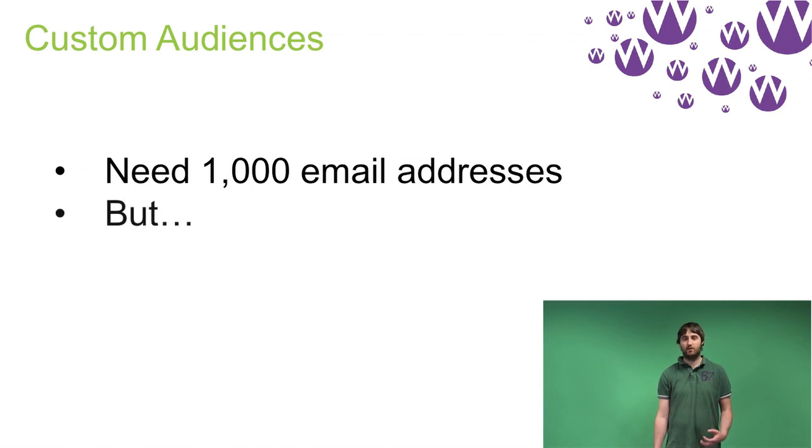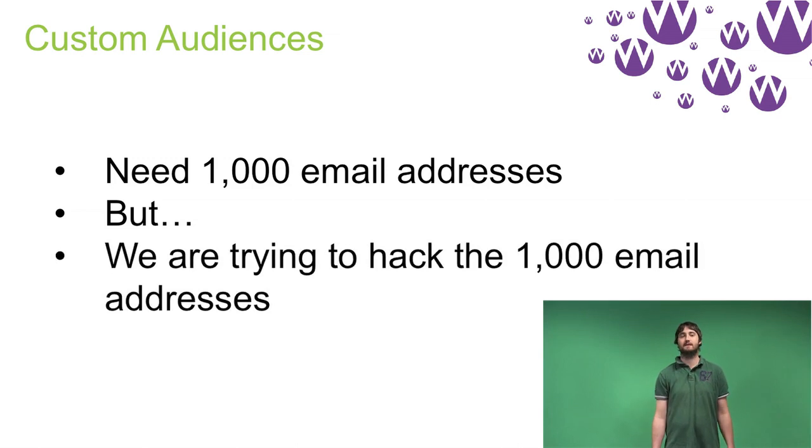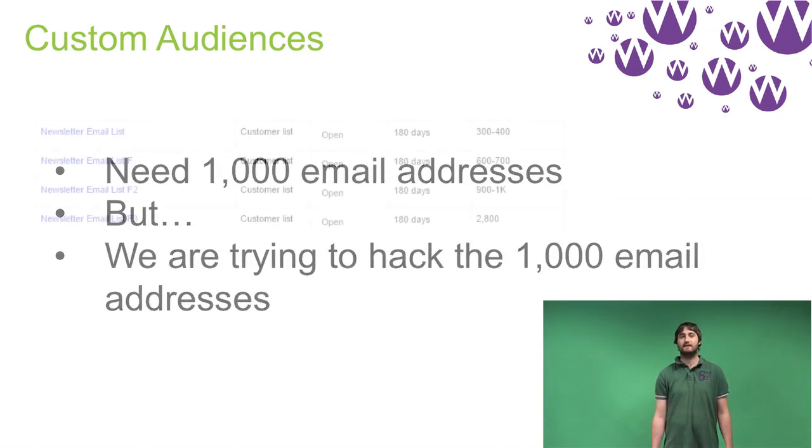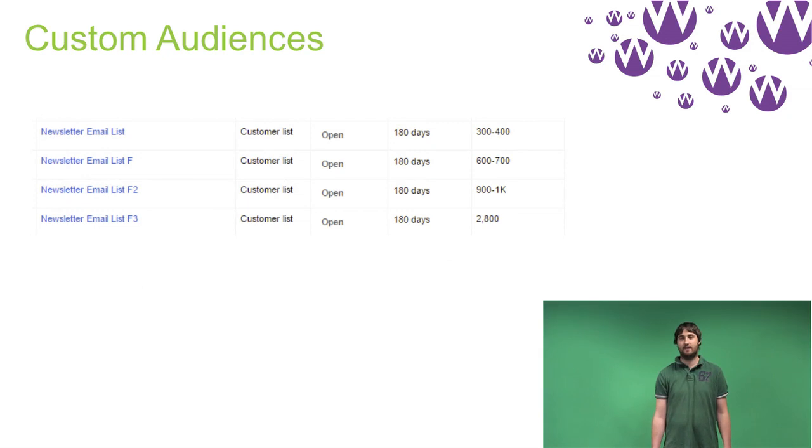But at Wolfgang Digital, we're always looking for ways around this, and at the moment what we're trying to do is hack the 1,000 email addresses. We've taken our newsletter email database, stripped it back to about 300 or 400 people, and imported this into AdWords to see what it looks like. Google tells us it's too small. So we started adding fake emails into this database, in the format of joe1@gmail.com, joe2@gmail.com, Mary1, Mary2, and so on. We're basically trying to get our email list up above that 1,000.